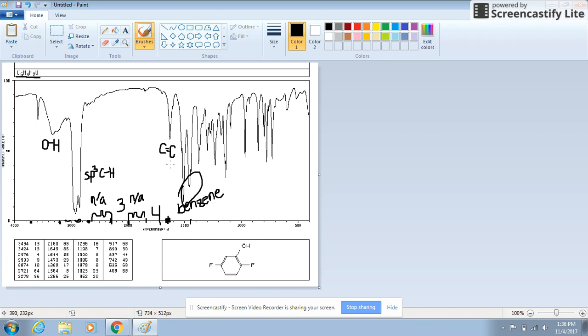From this right there. So we have an alcohol, an sp3 CH, an alkene, and a benzene present for our structure. So after completing the mass spectrometry and infrared spectroscopy, we'll be able to draw our structure based on the information we found through both methods.